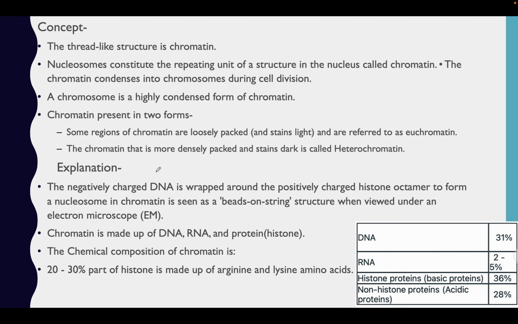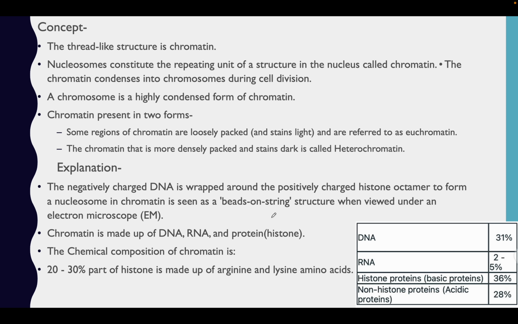So here is the concept. The thread-like structure is chromatin. Nucleosome constitutes the repeating unit of structure in the nucleus called chromatin. Chromatin condenses into chromosomes during cell division. Chromosome is a highly condensed form of chromatin. Chromatin is present in two forms. Euchromatin is loosely packed and stains light. Heterochromatin is densely packed and stains dark.